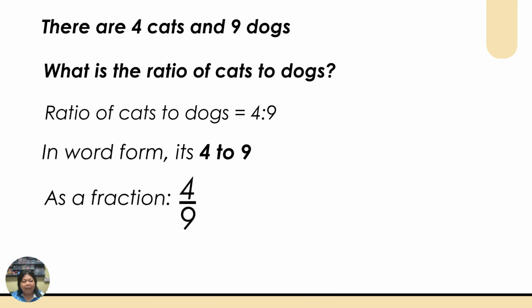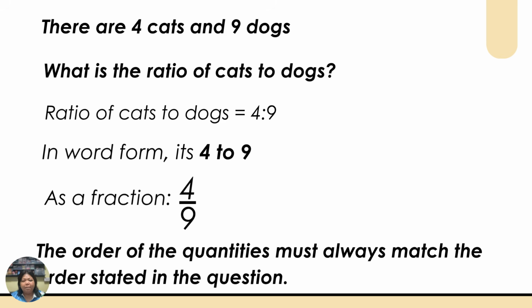So remember again, the order of quantities must always match the order stated in the question. So if we're looking for the ratio of cats to dogs, the number of cats should be the first one to be written. But if we're looking for the ratio of dogs to cats, then the number of dogs will be the first one to be written. All right?